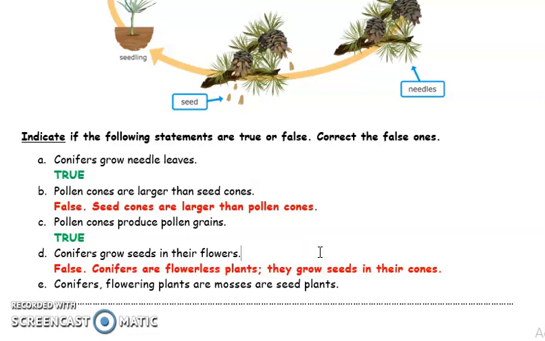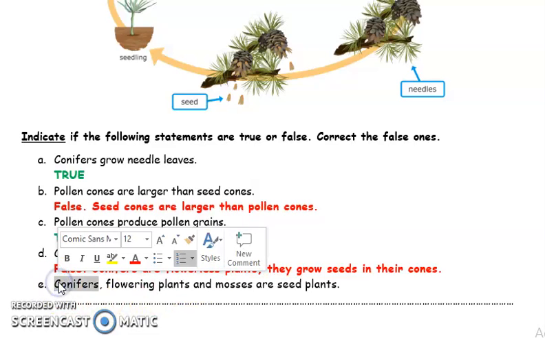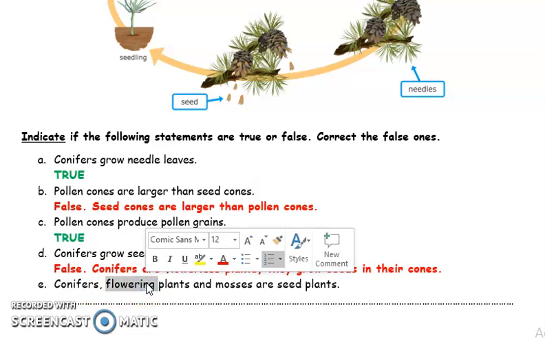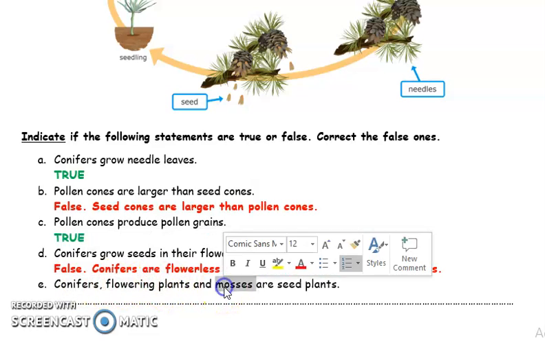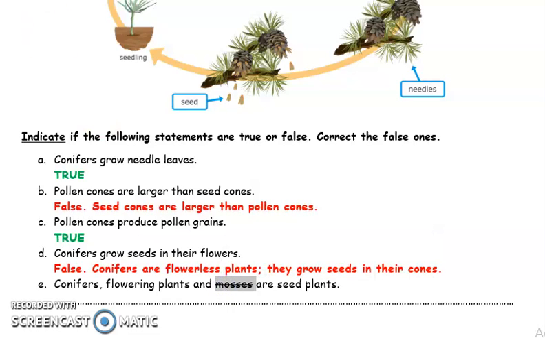Conifers are flowerless plants. They do not grow flowers at all, but they grow cones, two types of cones. Conifers, flowering plants, and mosses are seed plants. Conifers grow seeds in their cones. Flowering plants grow seeds in their flowers. Mosses are non-seed plants. Mosses reproduce by making spores. So this one is wrong too.